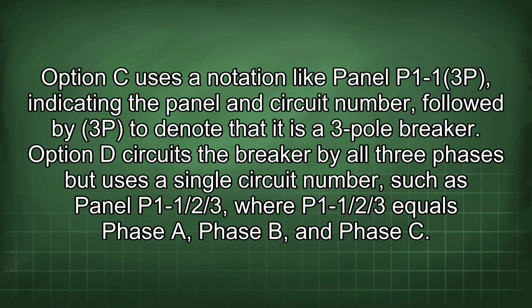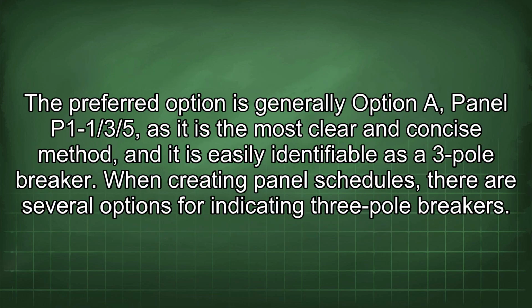Option D circuits the breaker by all three phases but uses a single circuit number, such as panel POM-1/2/3, where POM-1/2/3 equals phase A, phase B, and phase C. The preferred option is generally option A, panel POM-1/3/5, as it is the most clear and concise method, and it is easily identifiable as a three-pole breaker.